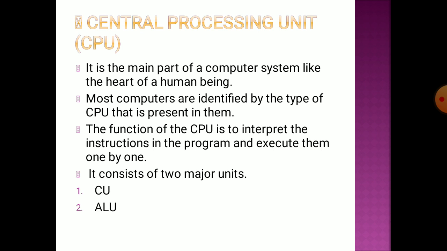The main function of your CPU is to interpret the instructions in the program and execute them one by one. Interpreting the instructions means it takes all the instructions given by the user and, one by one, performs all the operations and tasks on them. The CPU is called the brain of the computer, so all the major decisions and calculations are done by it.